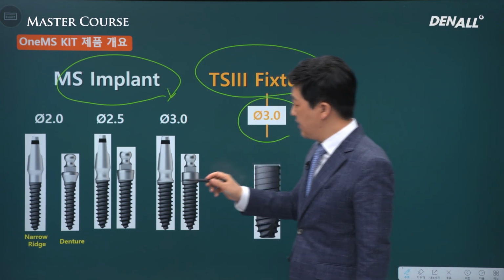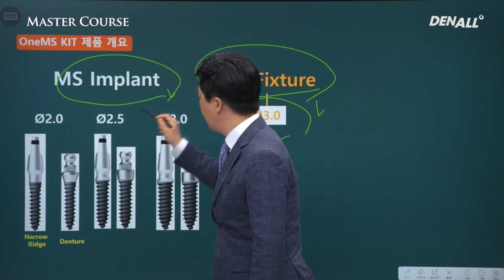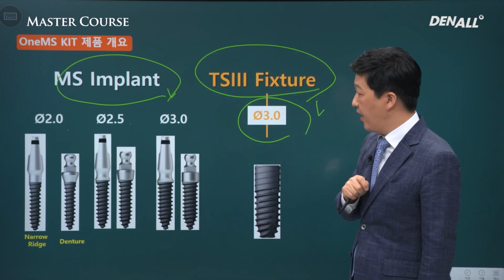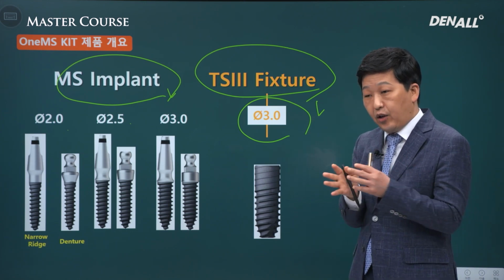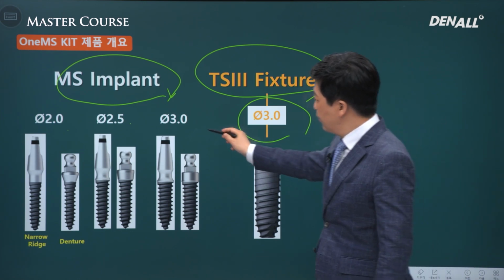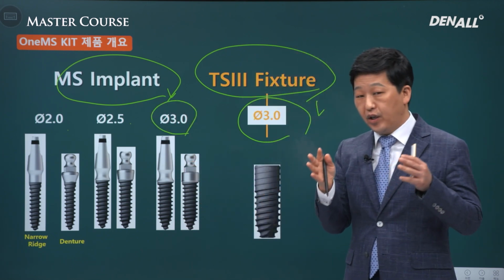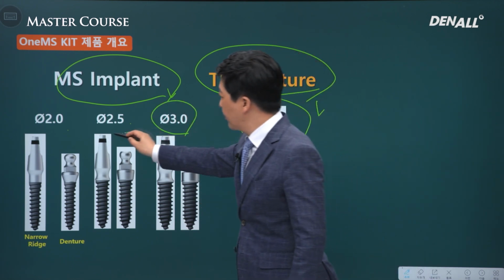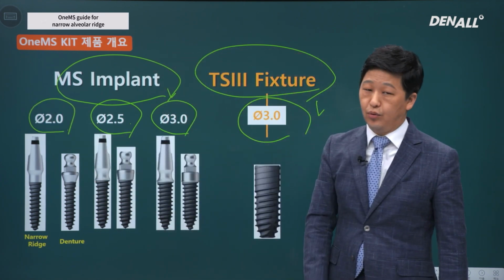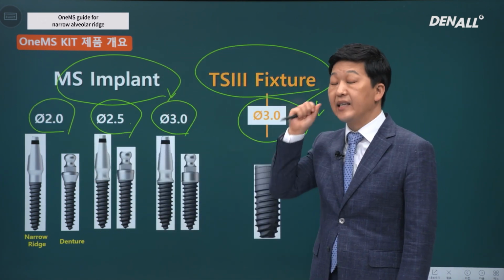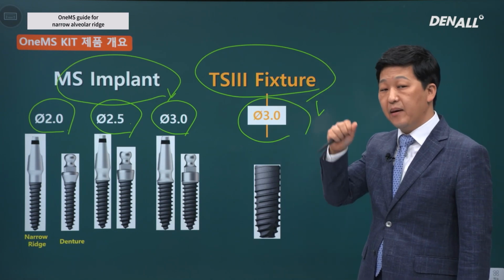The diameters of MS implant are 2.0, 2.5, and 3.0, depending on bone width. If mesiodistal width is sufficient, you use 3.0, and if it is tight, you use 2.5 in general. In the case of 2.0, it is used for provisional. You place it, and after a couple of months, you remove it.